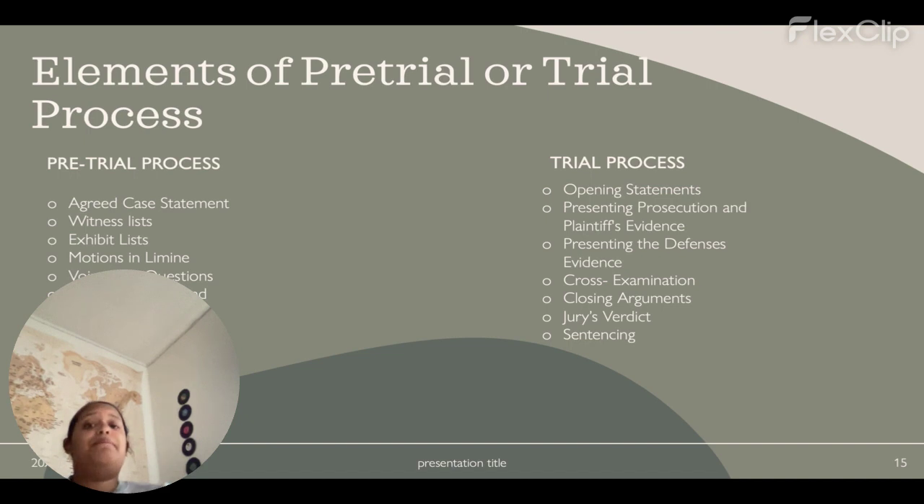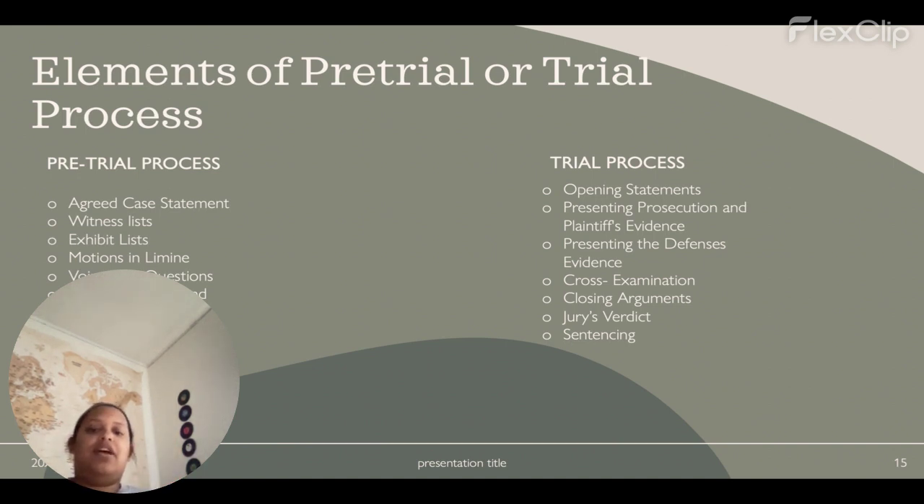So the elements of a pre-trial or trial process. We'll start with the pre-trial process. You start with the agreed case statement, witness list, exhibit list, motions in limine, voir dire questions, and jury selection or jury instructions and selections. Both attorneys have a say in jury selection.